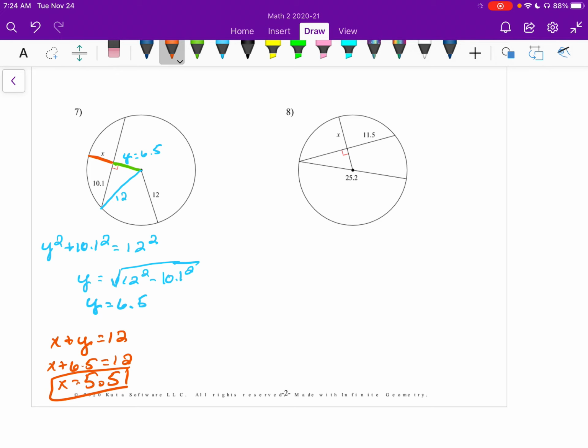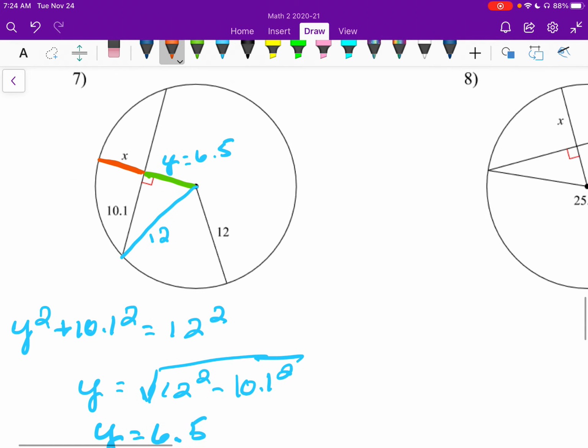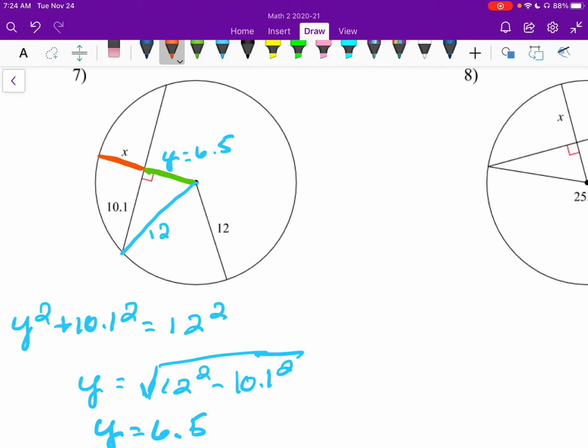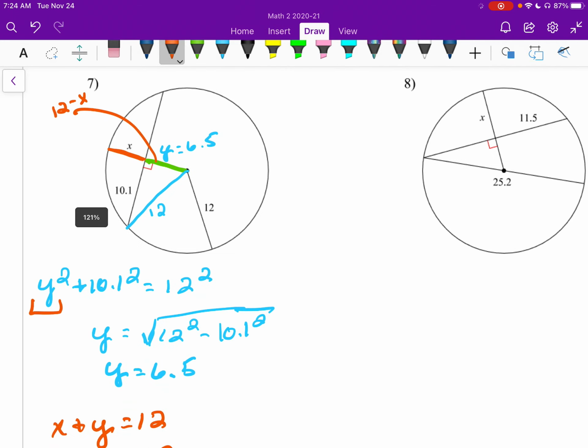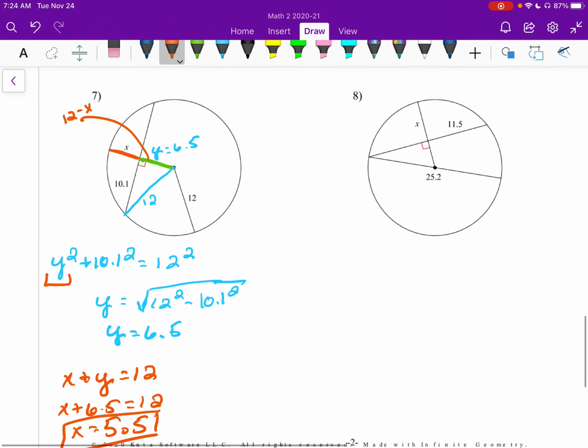There we are. Now you could have, if you wanted to, I think this would have made the problem a little bit harder, you could have said this here is 12 minus x. And instead of introducing the y, you would plug in 12 minus x into the Pythagorean theorem here. I think that makes the Pythagorean theorem a lot harder and it makes the problem just longer in general, but you are welcome to do that.